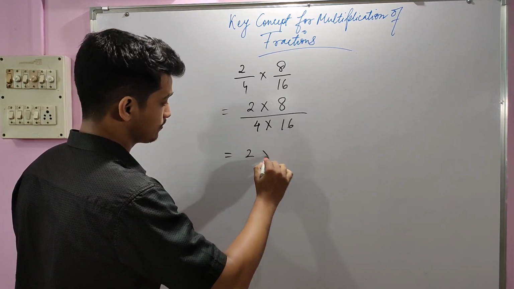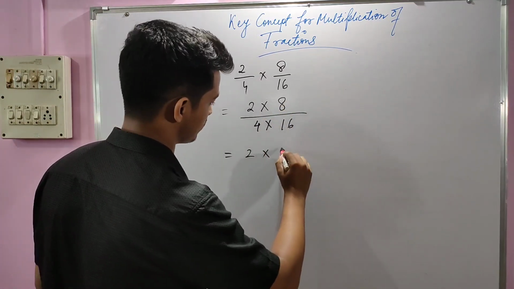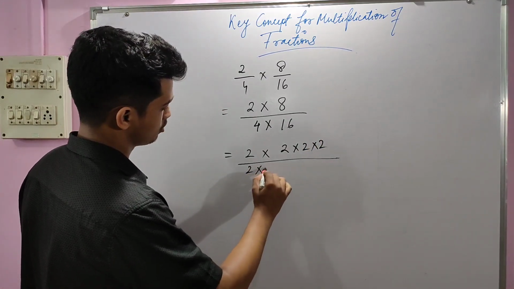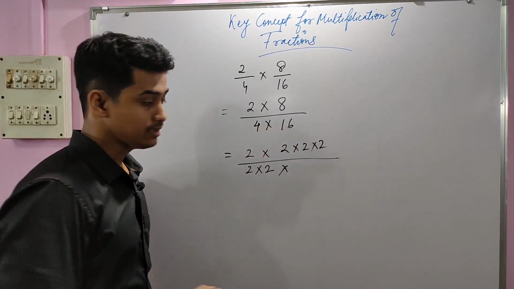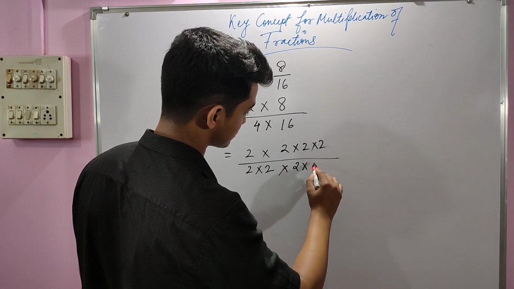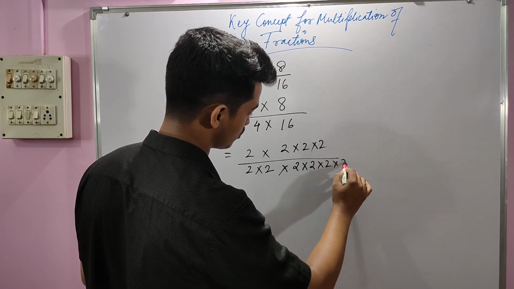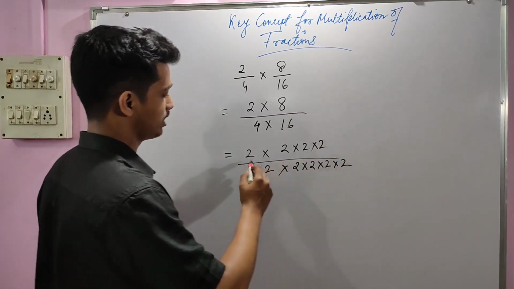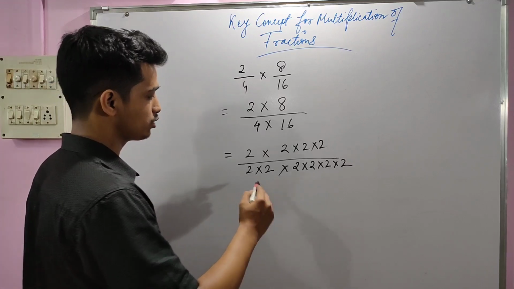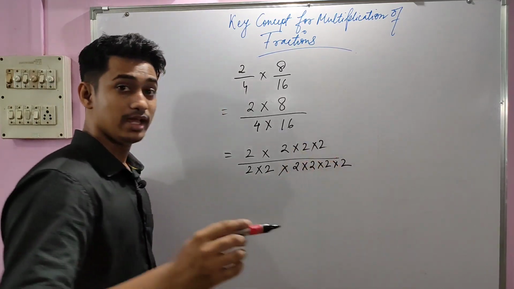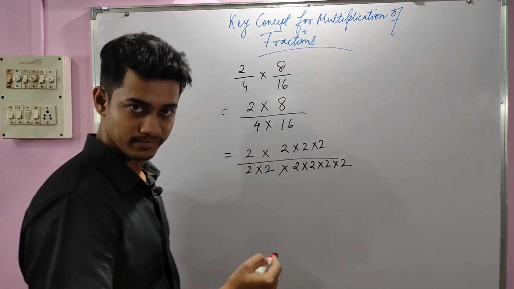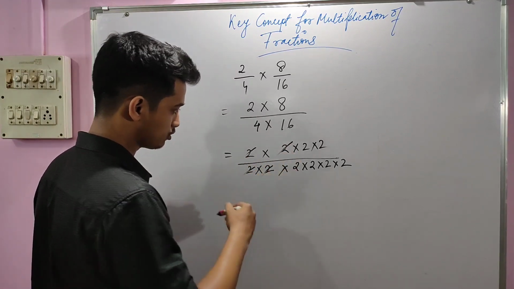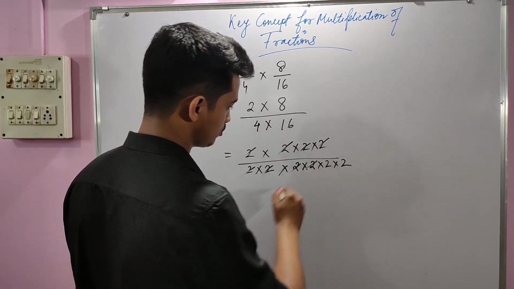Now we can write 8 in this way, 2 into 2 divided by 2 into 2, and 16. How many 2s are coming up in 16? 2 into 2, 4, 4 into 2, 8, 8 into 2 is 16, right? So now see, in the numerator how many 2s are there? 1, 2, 3, 4. And in the denominator how many 2s are there? 1, 2, 3, 4, 5, 6. Now we can cancel out each 2 in the numerator with a 2 in the denominator. So 2 and 2, 1, 2 and 2, 1, 2 and 2, 1, 2 and 2, 1.